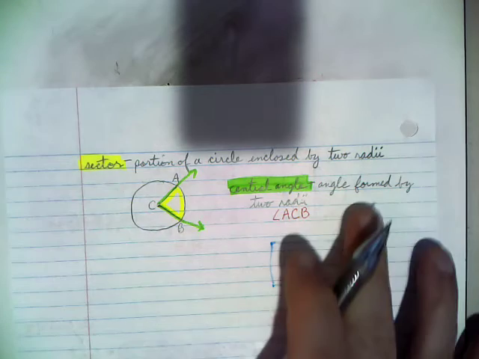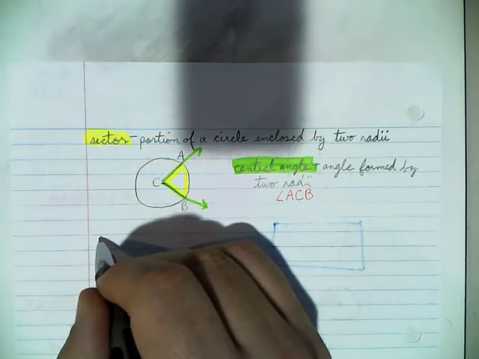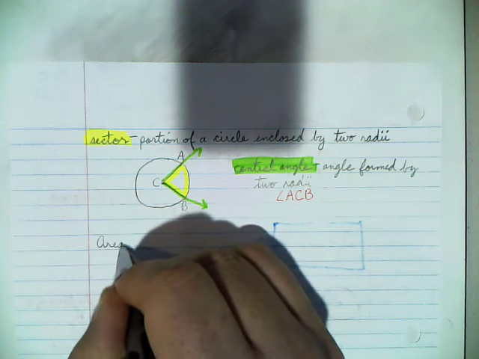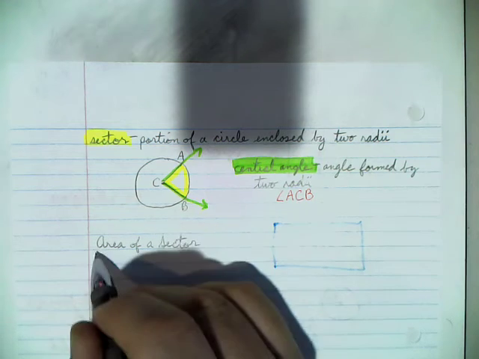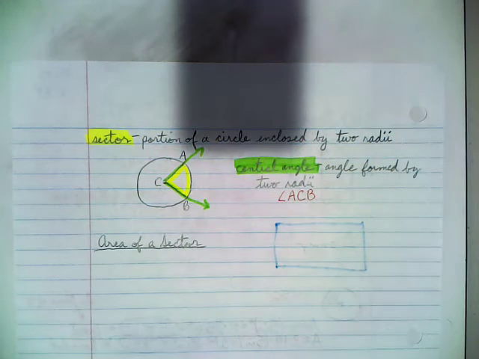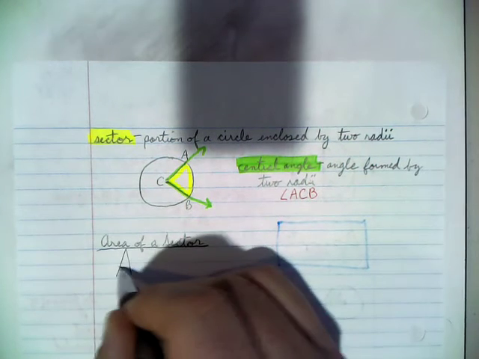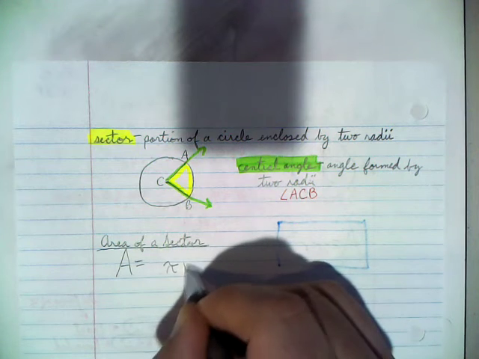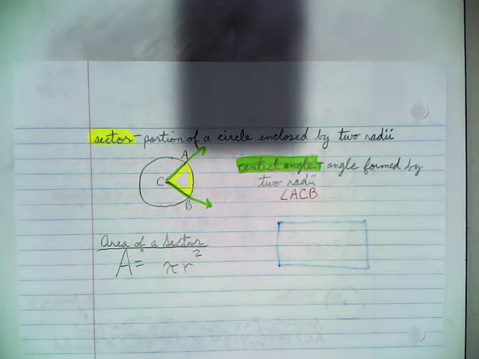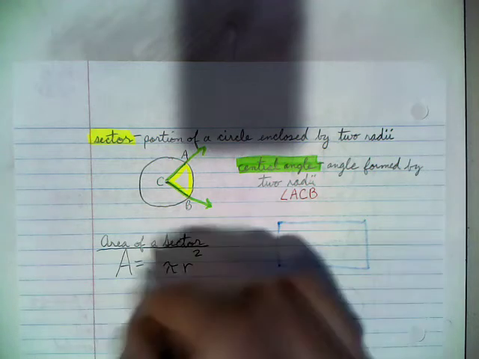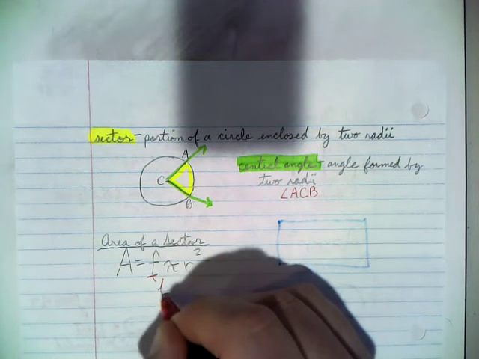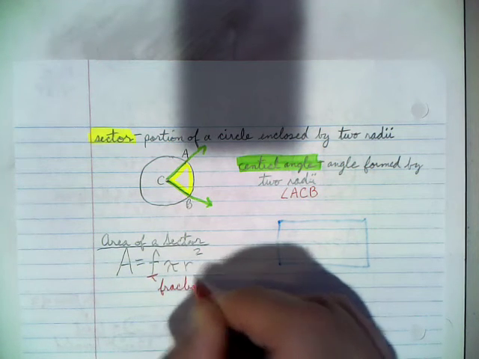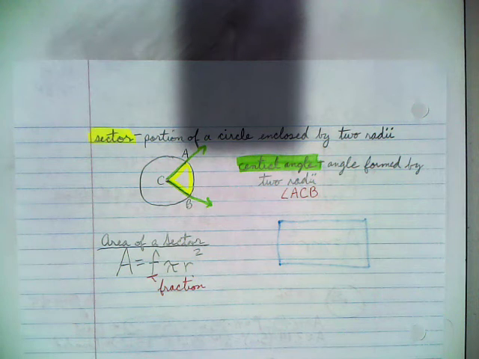So with those things there, we're going to go ahead and find the area of a sector. And this is just a slight expansion of what we just did. So before, area equaled pi r squared. But a sector is just a fraction of the circle. So we're going to put an F in here, and the F is going to stand for fraction. So what fraction of the circle is it?